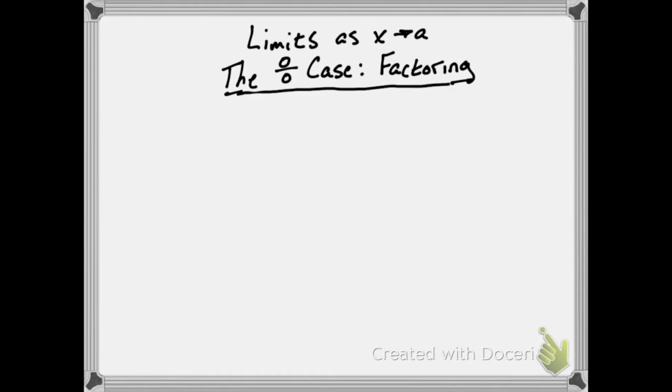Limits as x approaches a, the 0 over 0 case, where factoring can help us. Let's look at an example. The limit as x approaches 3 of x squared plus 4x minus 21, all divided by x squared minus 9. Our first job is to plug in 3 and evaluate. You can check for yourself, but when you plug in 3, you should end up with 0 over 0.